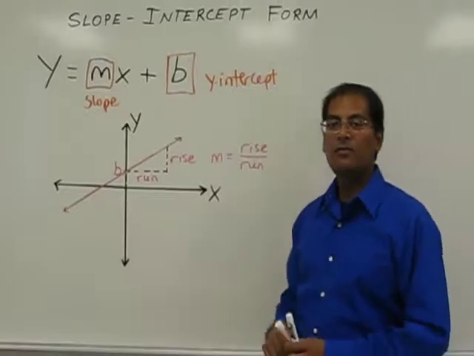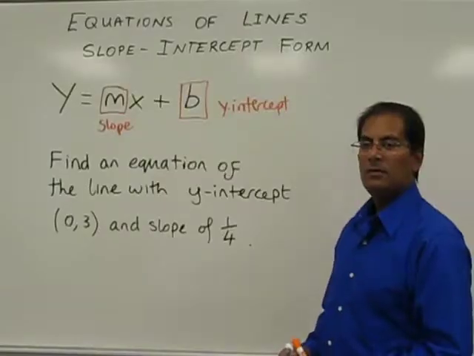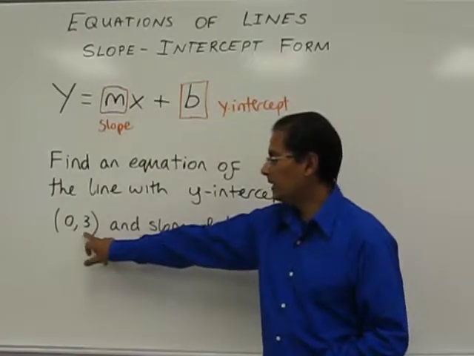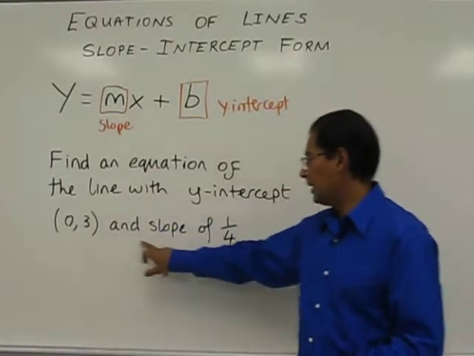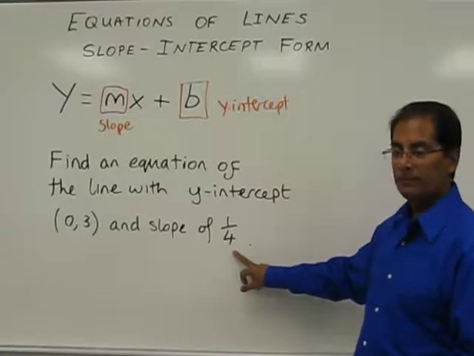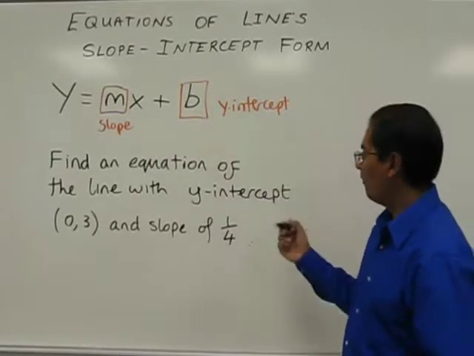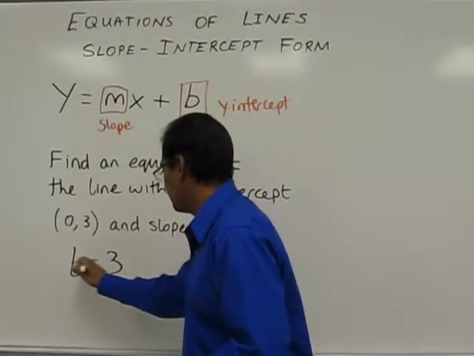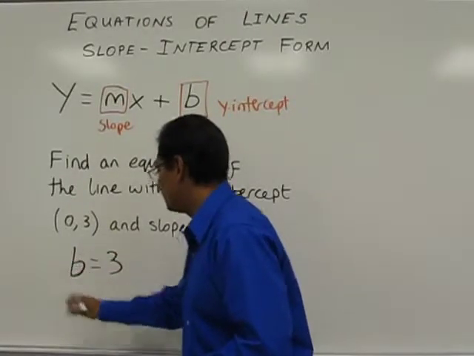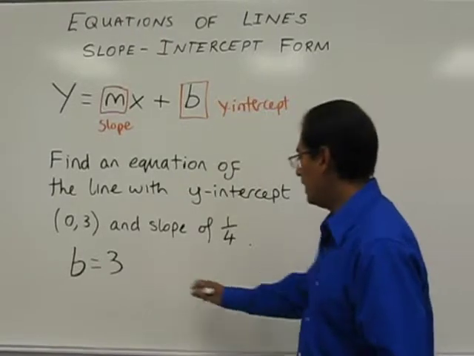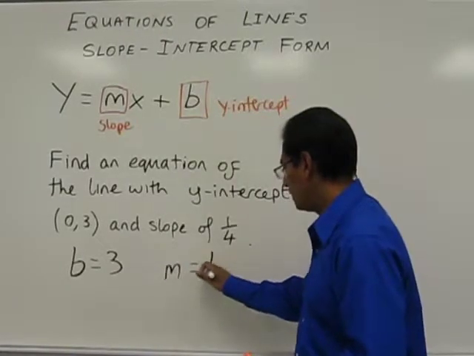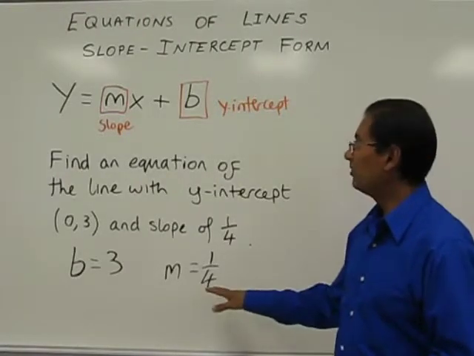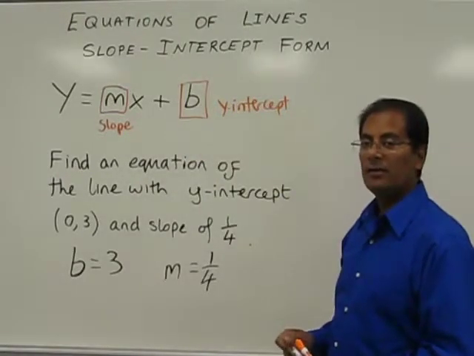Let's take an example of using this form. Find an equation of the line with y-intercept (0, 3), so y-intercept of 3, and slope of 1/4. According to our form, we see that the y-intercept b is equal to 3. b equals 3. And m, our slope, is equal to 1/4. So now we just simply plug these numbers into our form to get our equation.